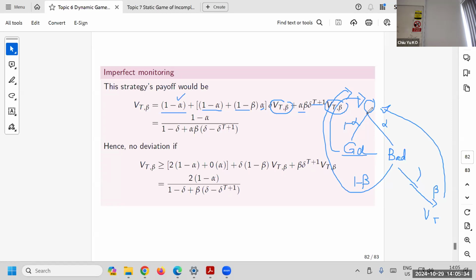Why this one? Because when you deviate, you are the bad guy, right? You get $2 from the total market. In the good time or bad time, you get 0 anyway, right? But because you are cheating, the other guy must get 0. For sure, the other guy gets 0.